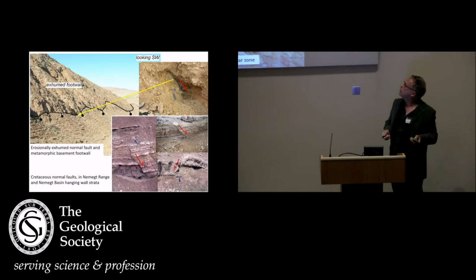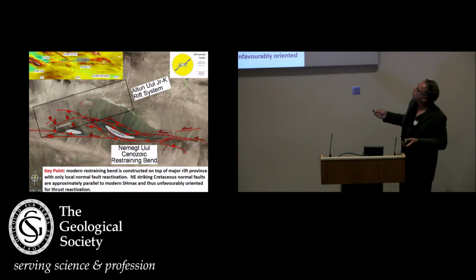And here's another one of these exhumed footwalls. Looks a little bit like a turtleback. Very recently exhumed and not very gullied at all. That's the bounding fault, again, dipping basinward. So this is, again, part of the extensional history of the Gobi Altai, the Cretaceous extensional history. And it's only because of this recent restraining bend along this big fault system that we see the exhumation of these turtlebacks and this older rift history.